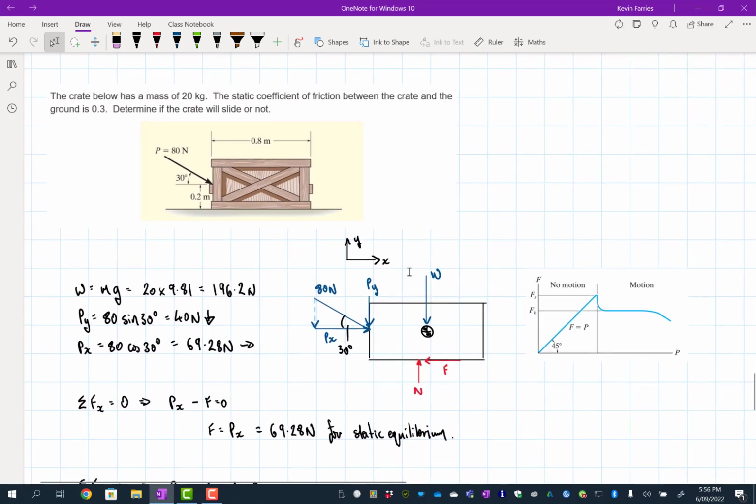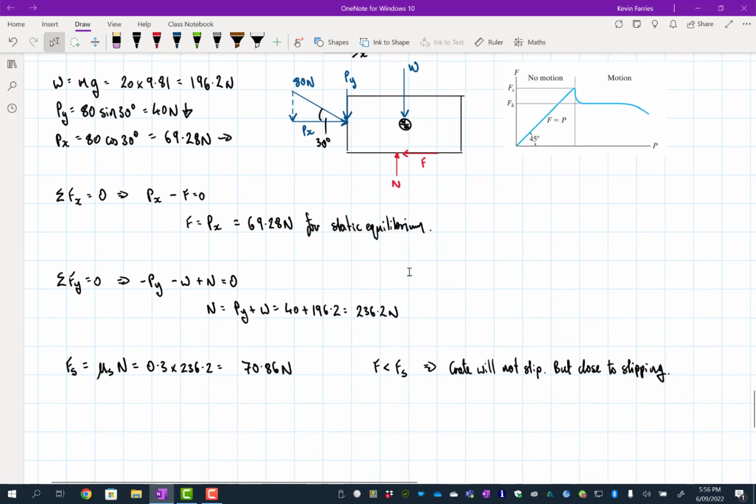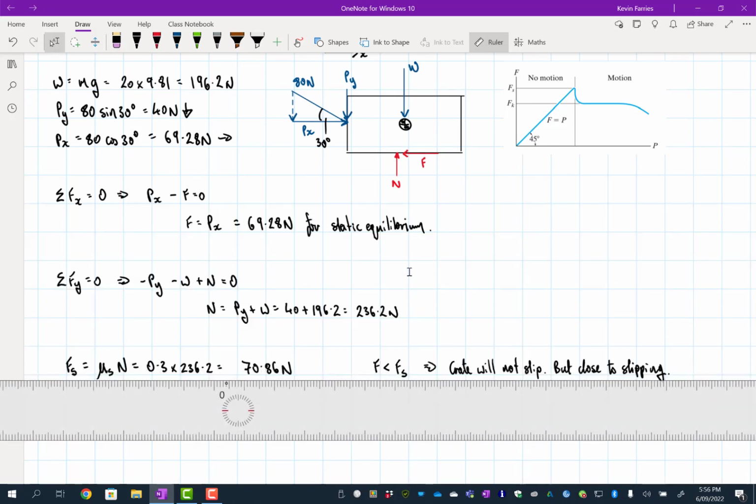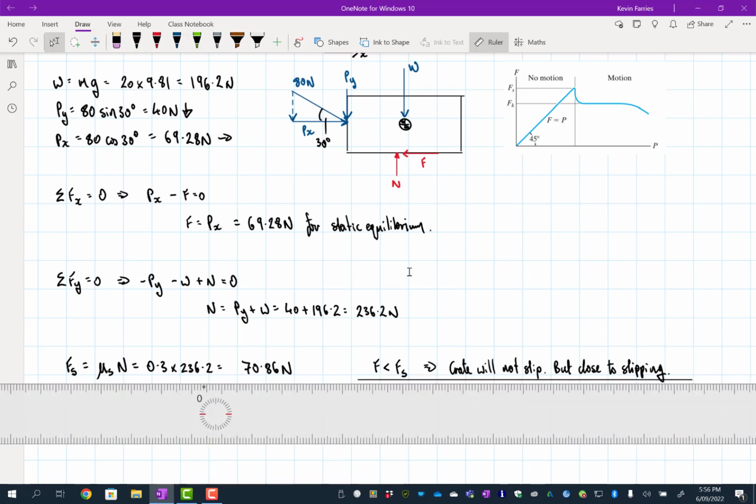And what did the question actually ask? Determine if the crate will slide or not, so we've done that. So the crate will not slip or slide, but it's close to slipping, so then we just underline our answer. We're done. Okay, let's look at one more example, and this time we are going to think about the moments and whether it's going to tip or not.